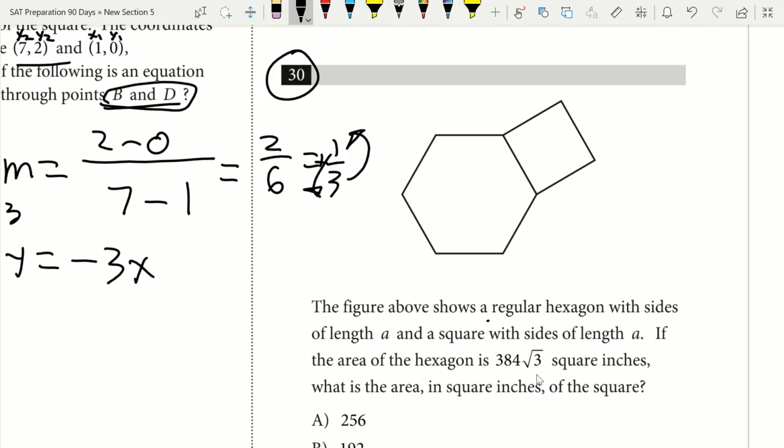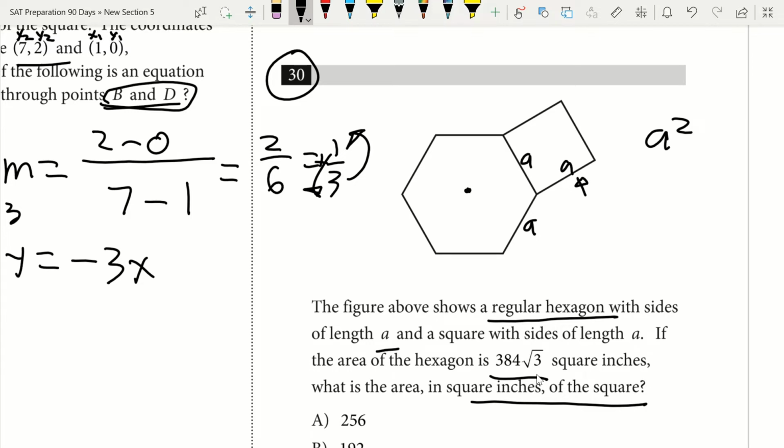We got the figure showing a regular hexagon with sides of length A, and a square with sides of length A. So we've got those side lengths A. If the area of the hexagon is 384 times the square root of 3 square inches, what's the area in square inches of the square? We know the area of a square is its side squared, which is A squared in this case because each side is A. So we're going to have to solve for A in order to find the area of that square.